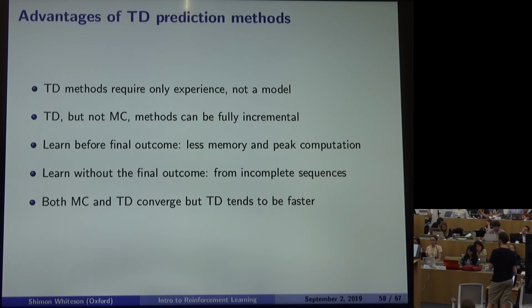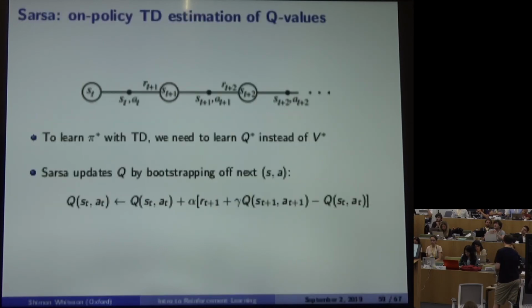Right, they both converge, but temporal difference methods tend to converge faster, and the intuition is the same as the one behind dynamic programming. We're using the Bellman equation to bootstrap, to reuse the solution to other subproblems. We already have an estimate of the value of the next state, so we can bootstrap off of it without having to estimate it anew from a fresh sample return. So it tends to converge faster.